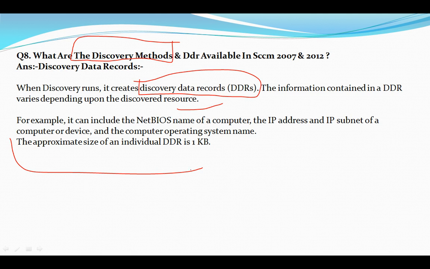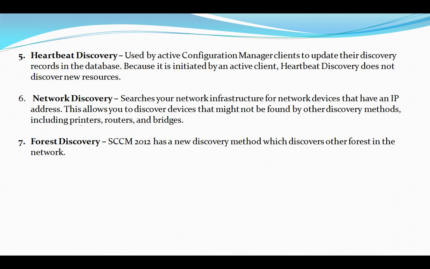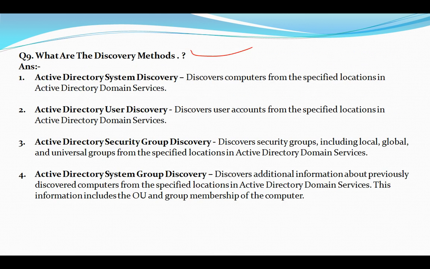Now we will see what the discovery methods are here. So guys, we have around 7 discovery methods here. The first one is Active Directory system discovery. It discovers computers from the specified location in Active Directory Domain Services. If you have domain services, then you can specify that location, and it will discover all the computers from there.